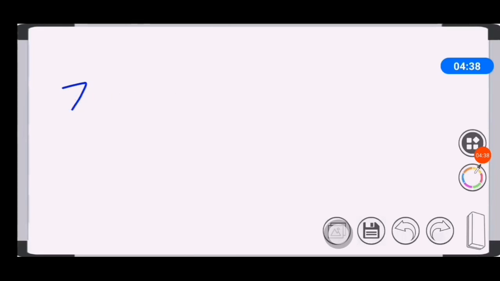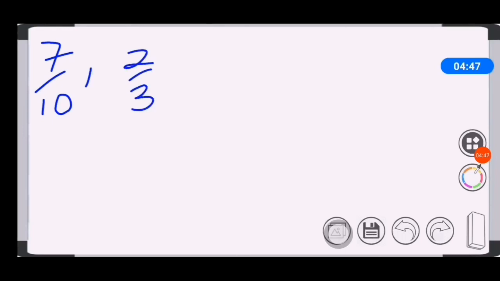Let's try another example, from biggest to the smallest. We have 7 over 10, 2 over 3, 4 over 5. Let me write only 3 fractions. Okay, we are going to arrange these in descending order.